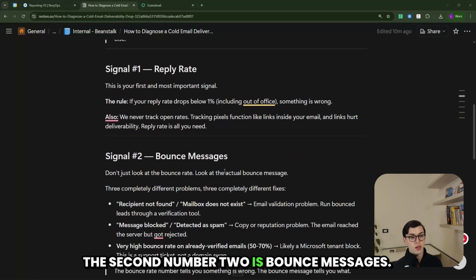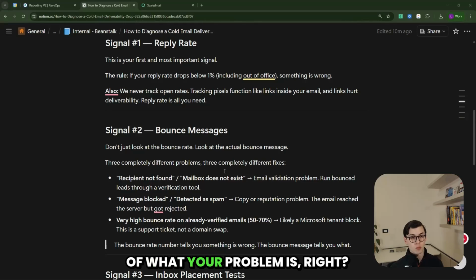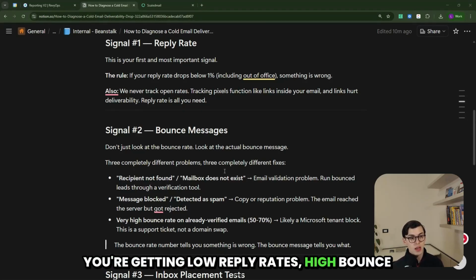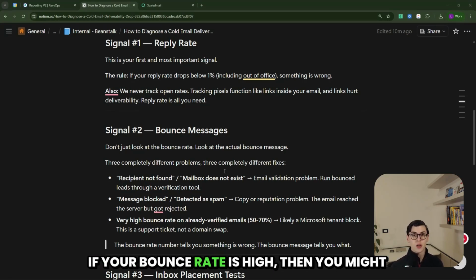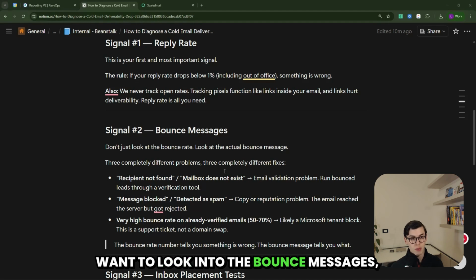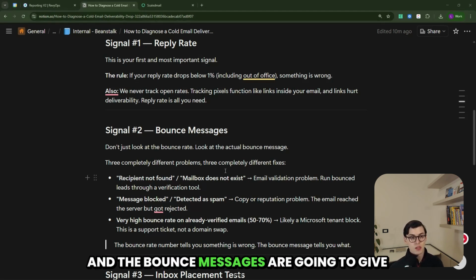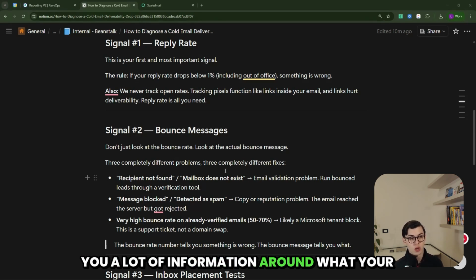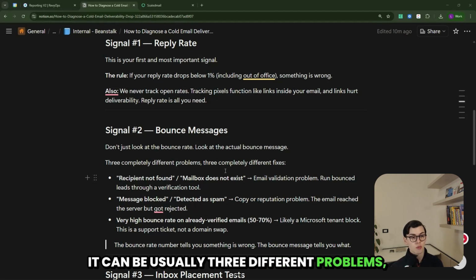Signal number 2 is bounce messages. This is something not a lot of people look at, but it is very crucial, and it gives you a pretty good indication of what your problem is. If you're getting deliverability issues, low reply rates, high bounce rates, you want to look at the bounce rate. If your bounce rate is high, then you might want to look into the bounce messages, because they are going to give you a lot of information around what your issue is. It can usually be 3 different problems.